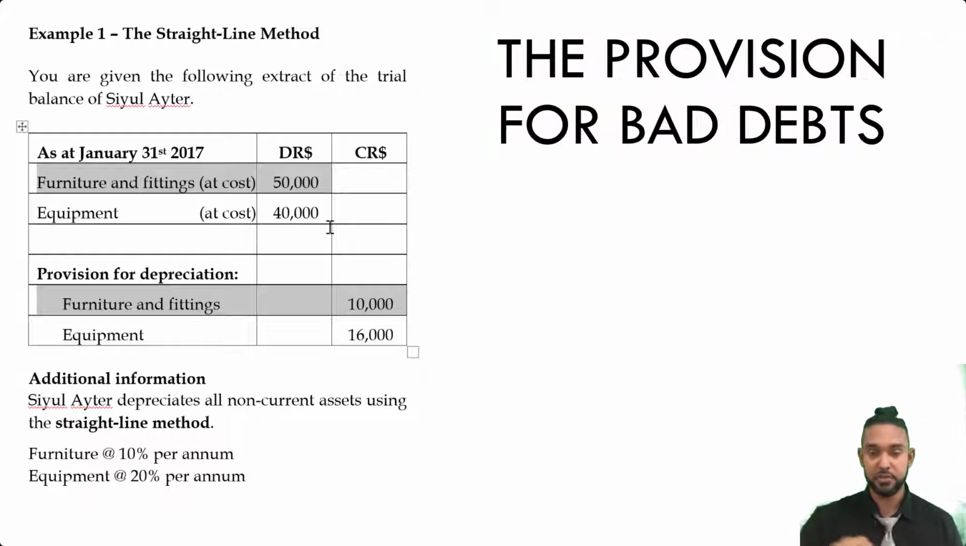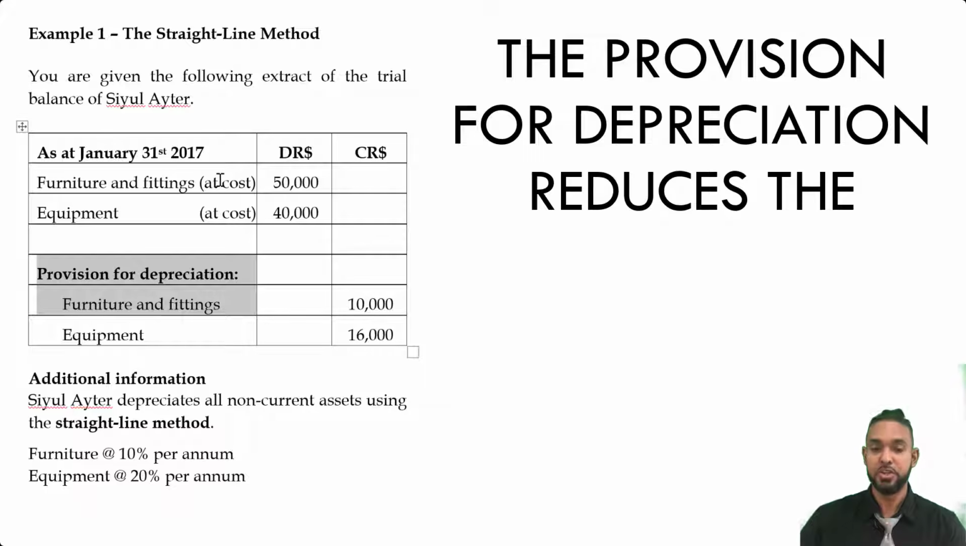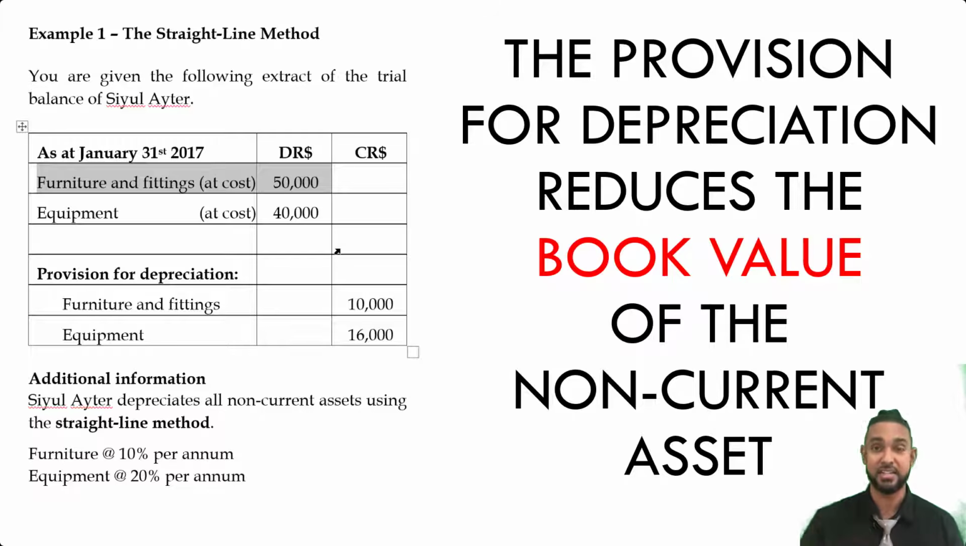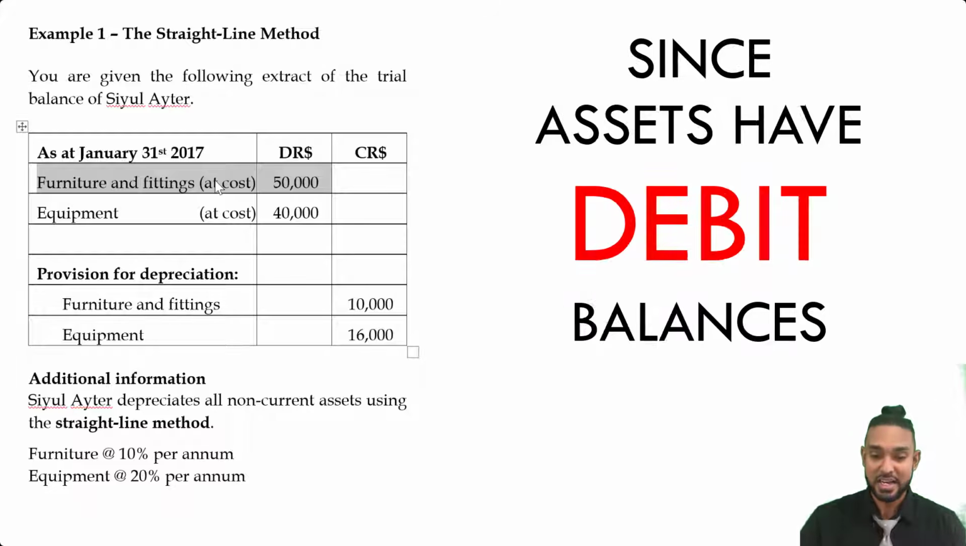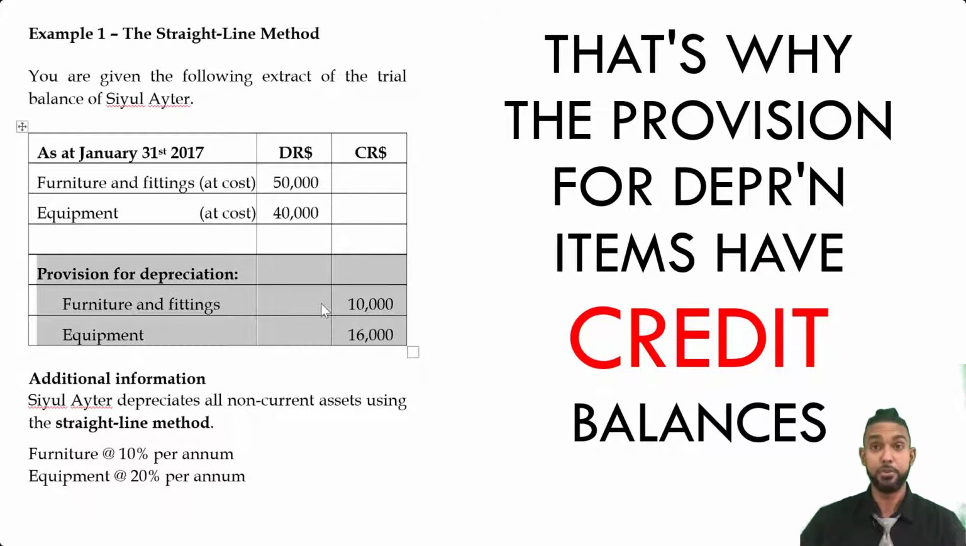So the provision for bad debts reduces the value of debtors in the balance sheet, and the provision for depreciation reduces the value, not the cost. The provision for depreciation reduces the value, the book value of the non-current asset in the balance sheet. And since assets have debit balances, we need credit balances to reduce the debit or to counterbalance. That's why the provision for depreciation items have credit balances, and the cost of the assets are shown as debit balances.